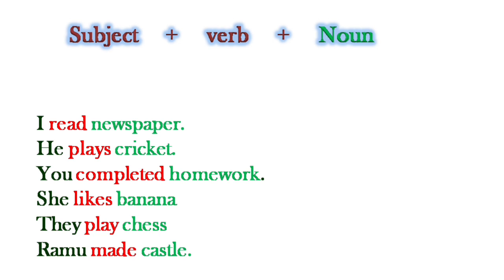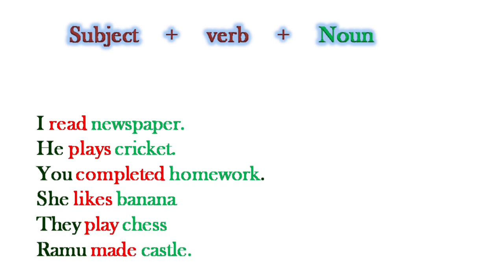Subject plus verb plus noun. Here subject we can use any nouns, pronouns or places, things like that. And verb you can use helping verbs or main verbs. And then object as a noun. For example, I read newspaper. He plays cricket. You completed homework. She likes banana. They play chess. Ramu made castle. See, all these green colored words are nouns.